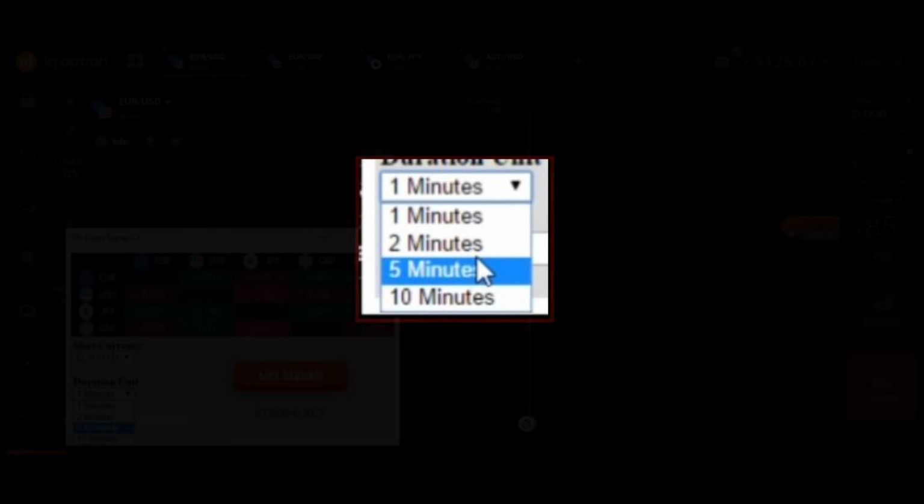Bot C3 cross signal time frame that you can use in trading this time. Here I use a 5-minute time frame.